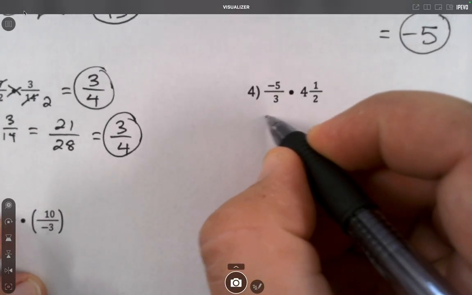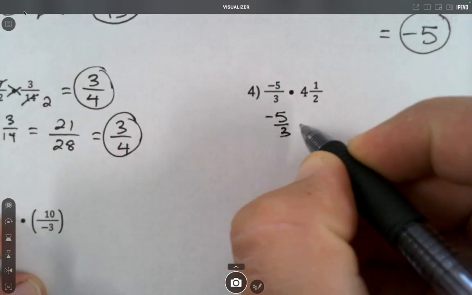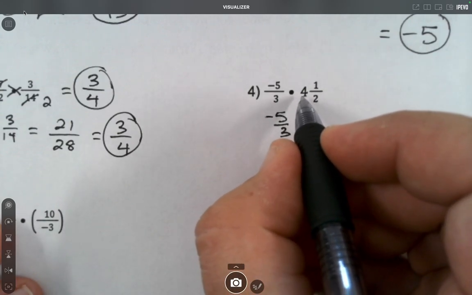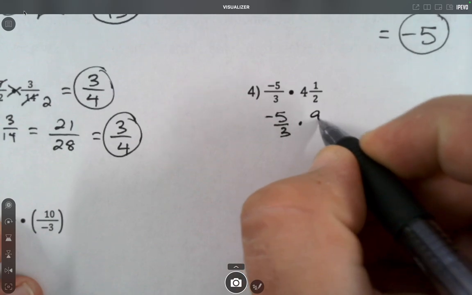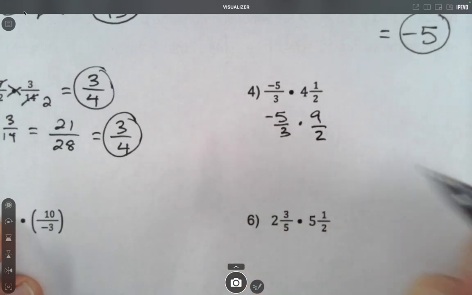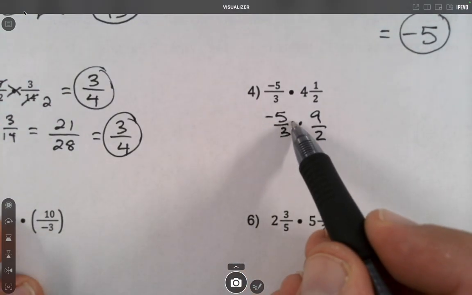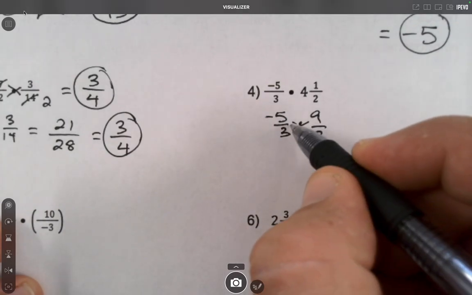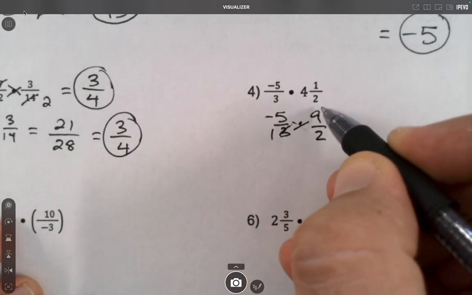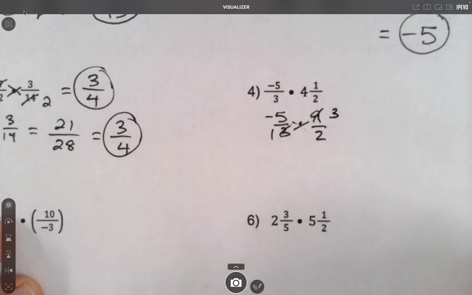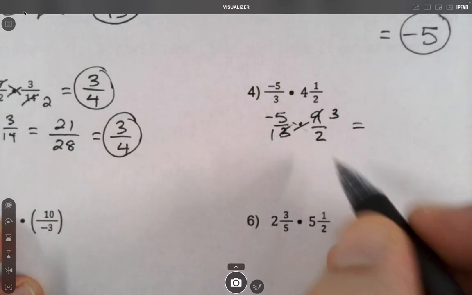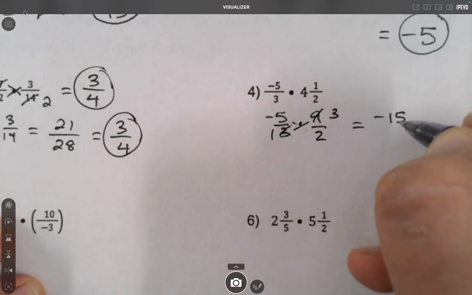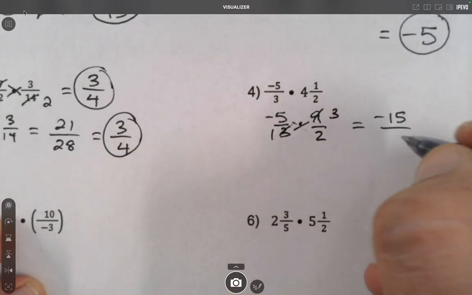Okay, this one, we already have this in the form it needs to be, but we need to rewrite this as an improper fraction. 4 times 2 is 8, plus 1 is 9. Okay, the 5 and 2 have nothing in common, but 3 and 9 are both divisible by 3, so I divide this by 3 and get 1. Divide this by 3 and get 3. So I multiply the tops, negative 5 times 3. Multiply the bottoms, 1 times 2.